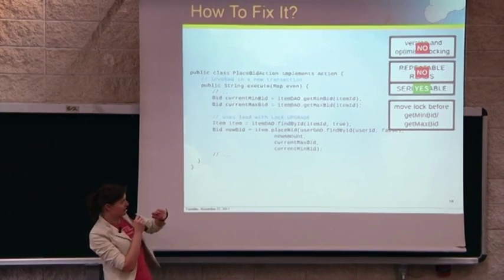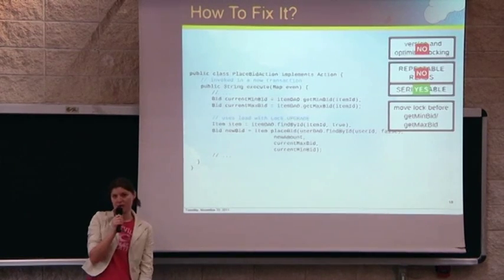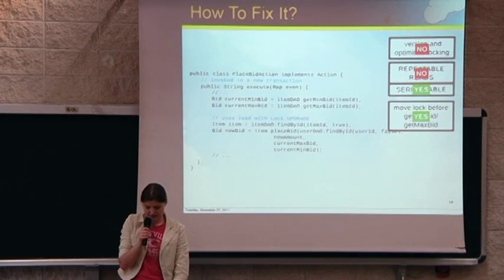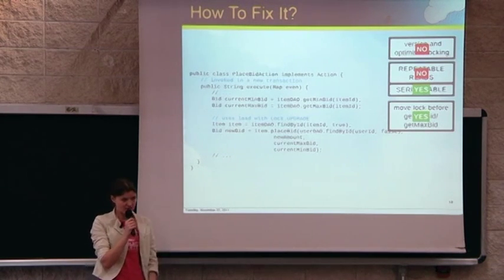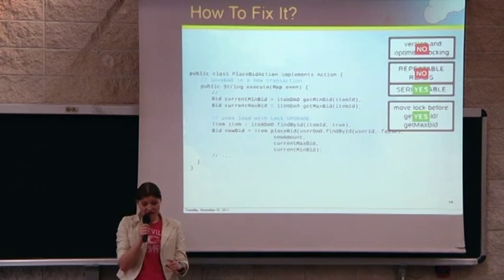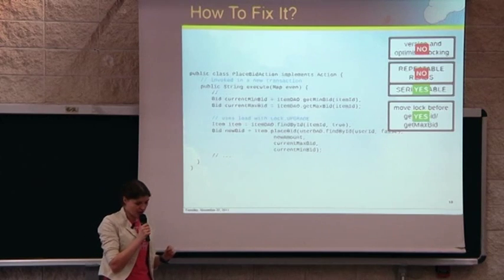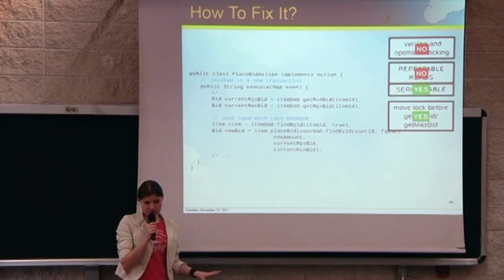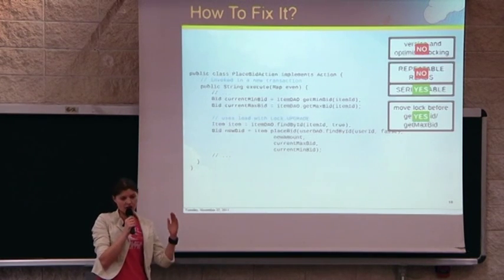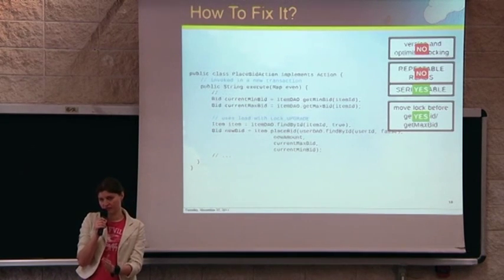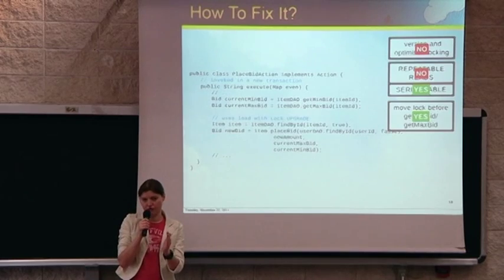We can change the sequence of our lines and move the lock before getting the minimum and maximum bid, and this is a correct solution. Basically, it's like manual lock management, and it works fine. However, we must be very careful, because it works fine only if in our entire code base that touches the item, the sequence of lock acquiring is exactly the same. So first we acquire the lock for the item.